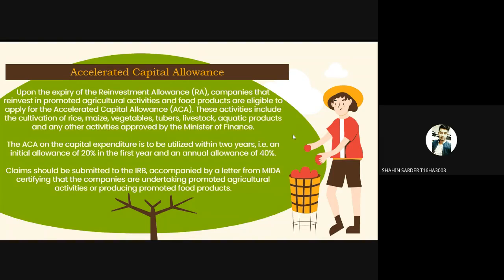The one previously Jennifer explained, the ACA on the capital expenditure is to be utilized within 2 years. For example, initial allowance of 20% in the first year and the annual allowance of 40%. Claims should be submitted to IRB accompanied by a letter from MIDA clarifying that the companies are undertaking promoted agricultural activities or producing promoted food products.